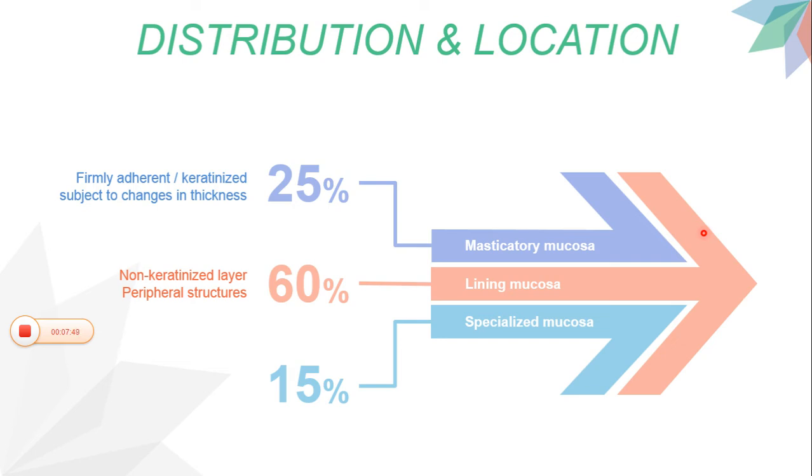Then lining mucosa is around 60%. Mostly it is non-keratinized, located at the labial and buccal mucosa for the maxilla, and the labial, buccal and lingual mucosa for the mandibular edentulous arch, followed by the specialized mucosa with 15% of coverage, especially found on the dorsum of the tongue and the lip structures.